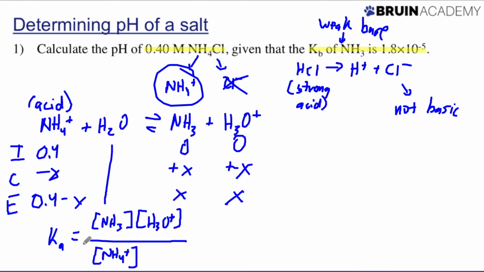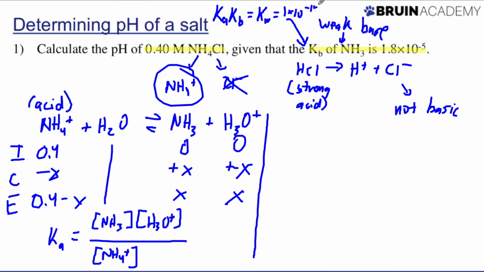What I don't know is the value of Ka, right? But I can figure out the value from Kb. And the relationship that you should know is that Ka times Kb is equal to Kw, where Kw is 1 times 10 to the negative 14th. So given this information, you can actually calculate Ka from Kb.